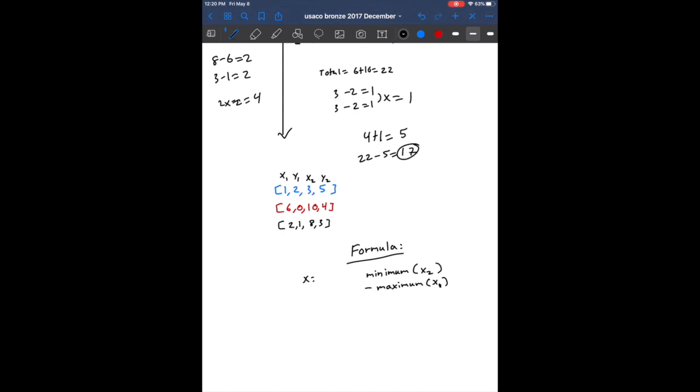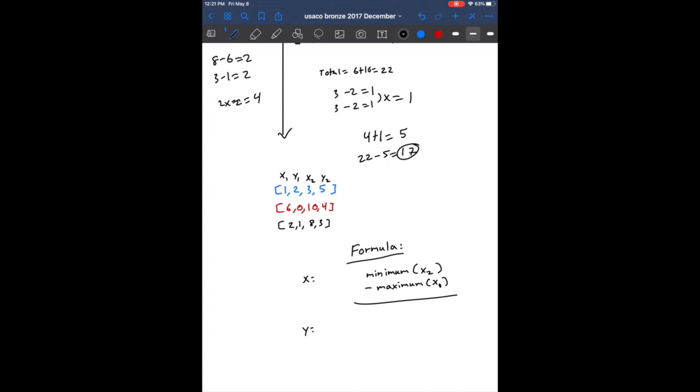But there's also another problem, and the problem is that what if this difference results in a negative number? And so that means that there is no intersection if it results in a negative number, which means that you also want to find if it's negative. If it's negative, then there's no intersection, and if it's not negative, that means there is an intersection, right? And then the same thing for y.